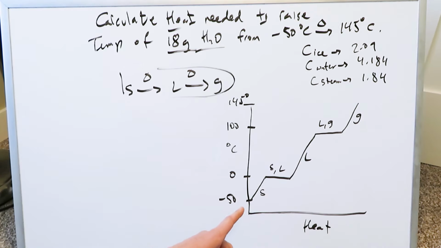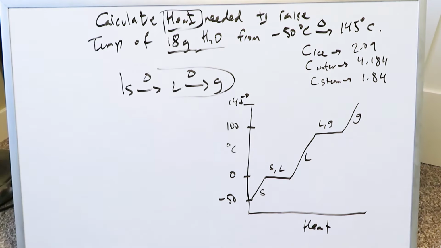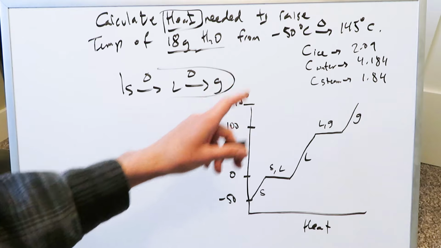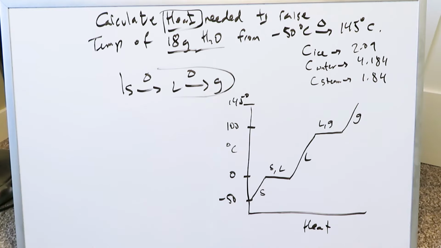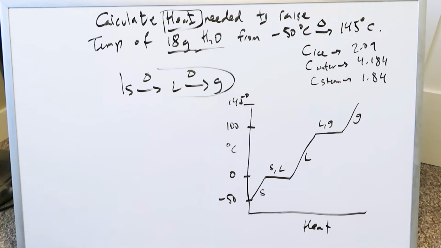At each of those phases, 1, 2, 3, 4, 5, heat is being used, and we have to incorporate all of that to calculate the entire heat needed to make that change from minus 50 to 145 for 18 grams of water, which you know is 1 mole of water. Molar mass of water is 18. Mass divided by molar mass gives you mole. Here we have 1 mole of water.